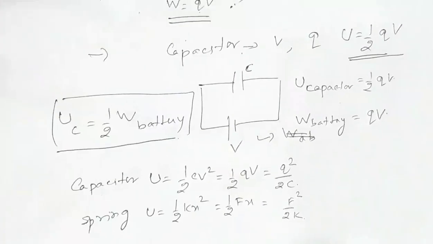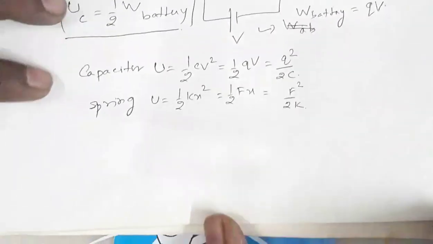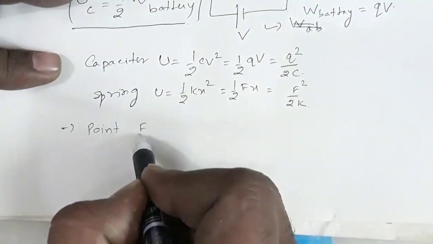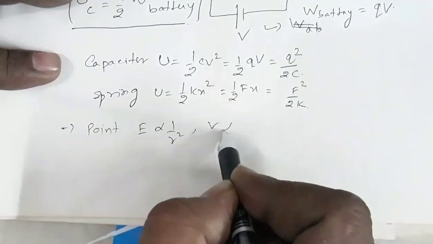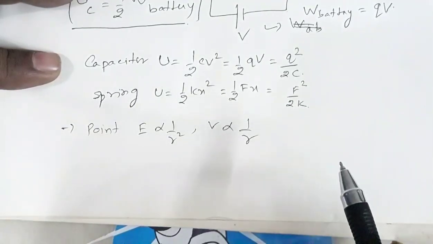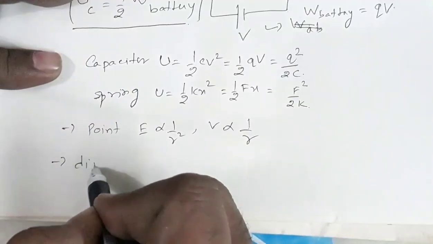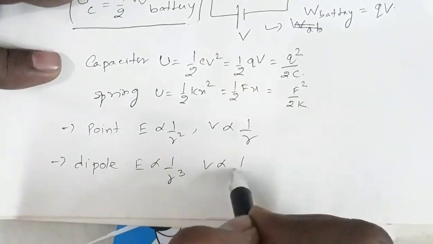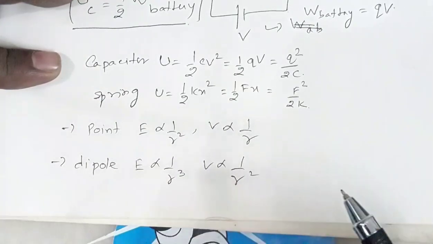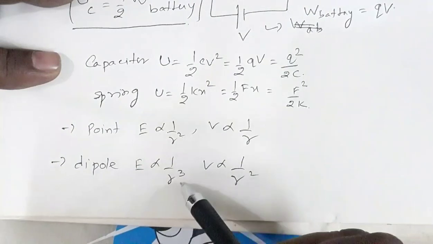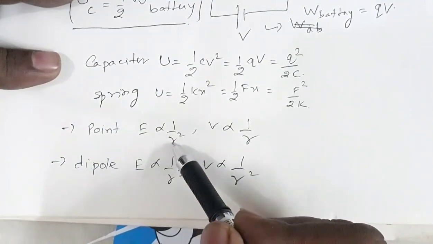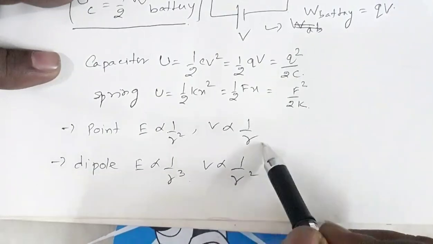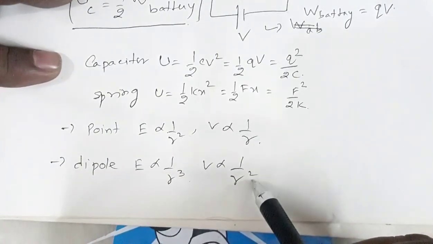Okay, now for point charge, E is inversely proportional to r square, V is inversely proportional to r. Okay, for dipole, E is inversely proportional to r cube, V inversely proportional to r square. So the exponent of r is increased in case of dipole. Here it is r square, here it is r cube, here it is r, here it is r square.